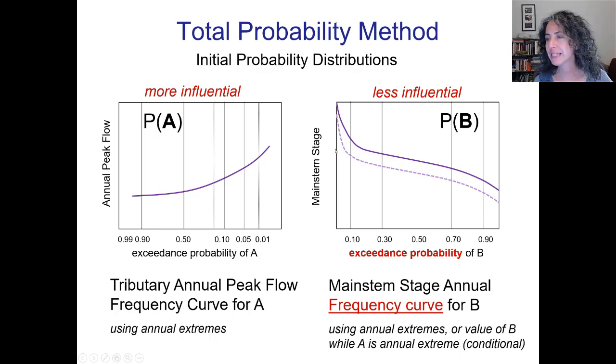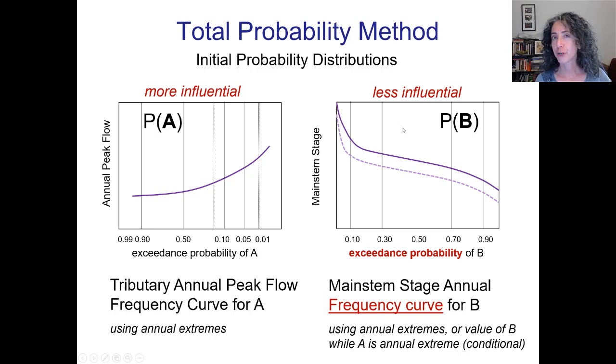So for any given main stem stage, right? So let's say we're coming across horizontally. For a given main stem stage, the probability of seeing that stage on any given day is going to be quite a bit lower than the probability of seeing that stage as the largest value of the year as an annual maximum, right? So the annual peak frequency curve for B is going to be quite a bit higher than just a daily duration curve for B. Right, so that's the difference we're going to see: much higher probabilities now for a given level of B.